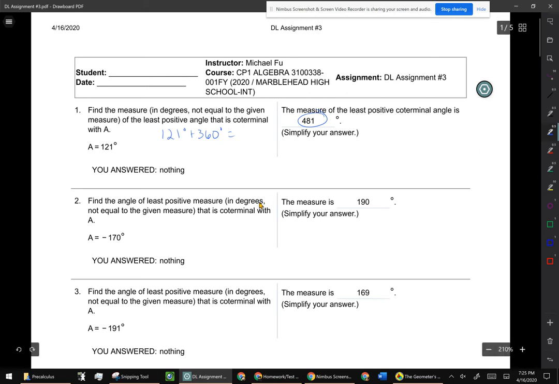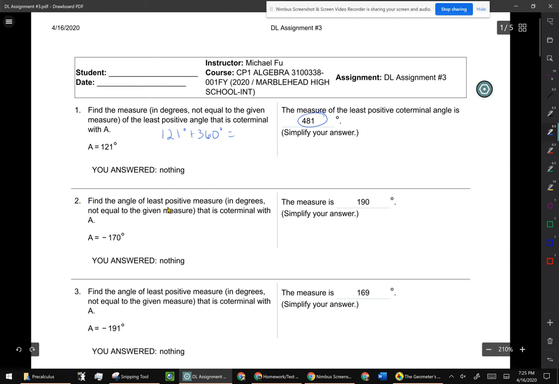It's coterminal. And it says of the least positive angle that isn't 121. So you add a 360, because then technically you can add another 360 and get there again. But this is the first angle that's positive that is not 121 that gets you to that same spot.